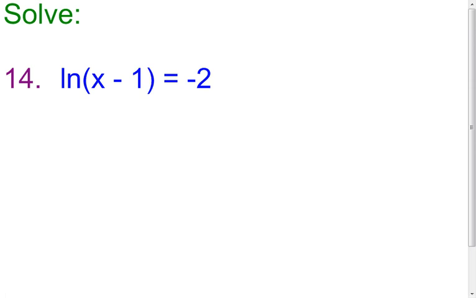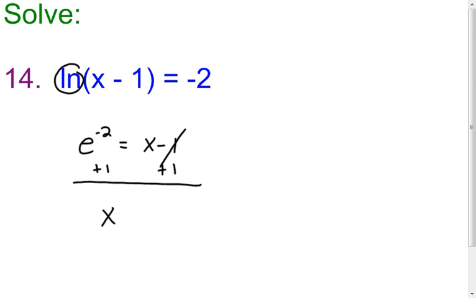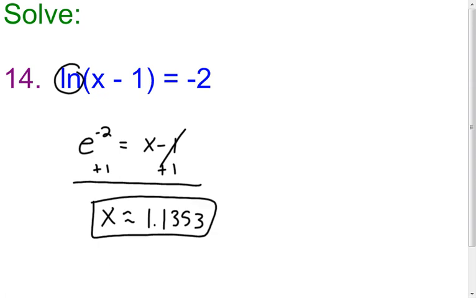All right. A couple more like this. So again, I can replace this natural log of something with e to the negative 2 equals x minus 1. I will add 1 to my answer. Go ahead and type that into your calculator. So you're going to type in e to the negative 2. Make sure you get out of your exponent and then add 1 to your answer. And x should come out to be about 1.1353. So you can check that out and make sure that that works out okay.